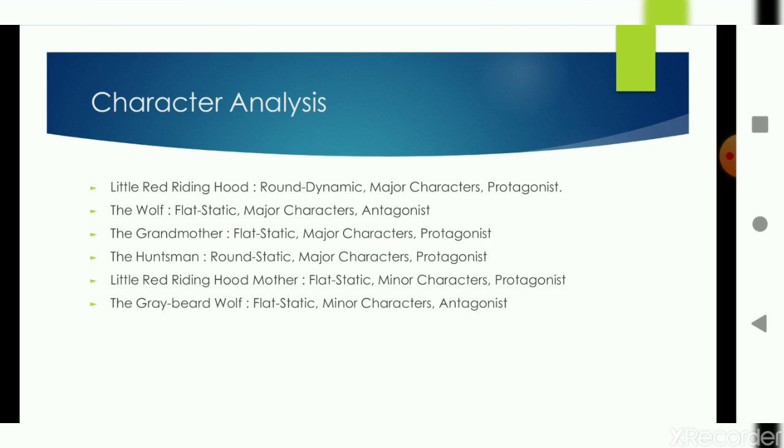Flat and static because, just like the first wolf in the story, his true intention is only to eat Little Red Riding Hood and her grandmother. Minor character because he just appeared in the last part of the story. Antagonist because, just like the first wolf.